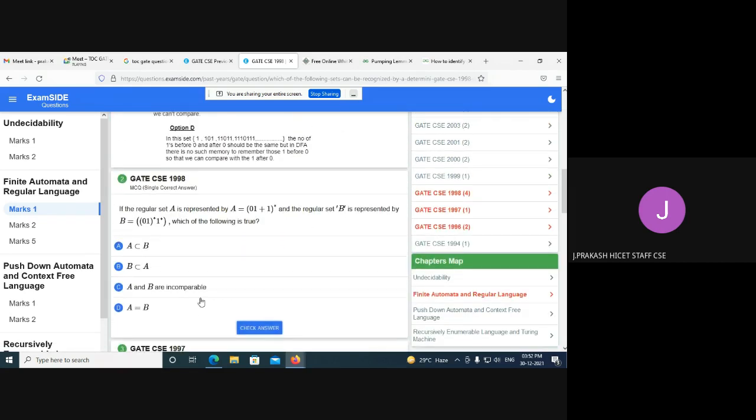Again, same type of question. If the regular set A is represented by A equal to (0 plus 01) whole star, then the regular set B is represented by (01) whole star 1 star. Which of the following is true? 1998 you have asked. Which of the following is true? Just try, guys. Just try to expand.